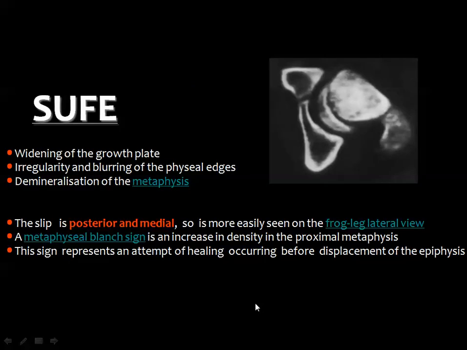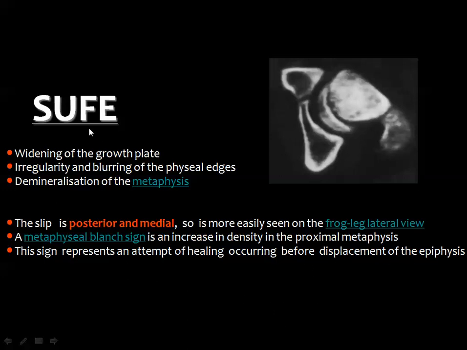hyperparathyroidism. The slippage of the capital femoral epiphysis is usually posterior and medial. If it is minor, it may be missed in the frontal view of the pelvis, but it can be detected in the frog lateral view. And this is known as a metaphyseal blanch sign, which is an increased density in the proximal metaphysis, representing an attempt at healing occurring before the epiphysis is displaced.